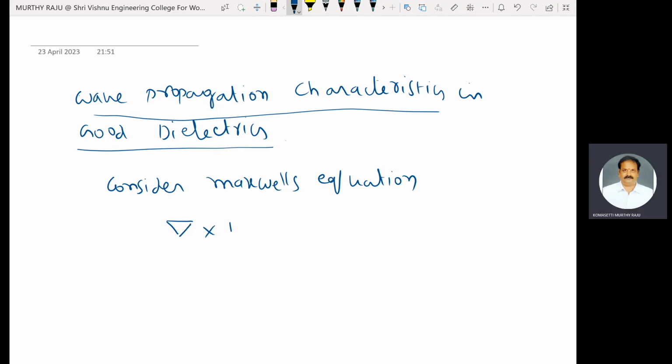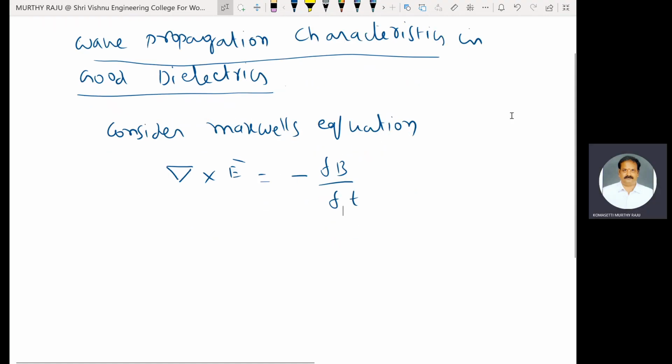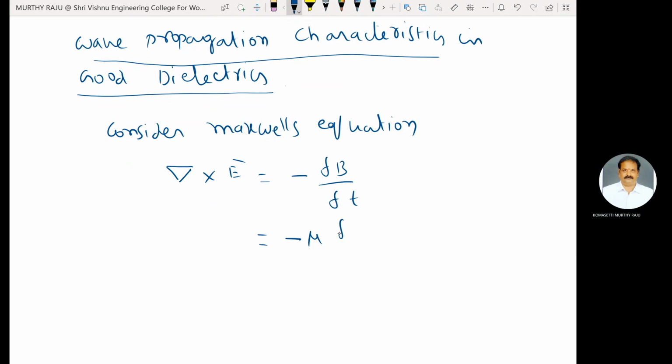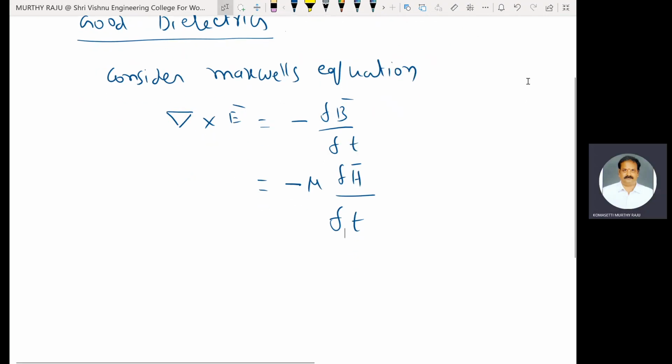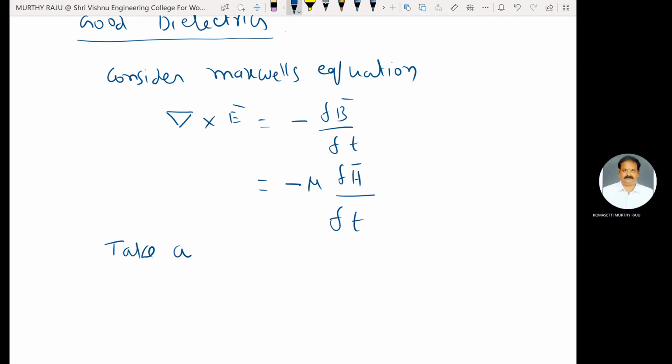Del cross E bar is equal to minus dou B by dou T. B is equal to mu H, so minus mu dou H bar by dou T. Take curl of the above equation.